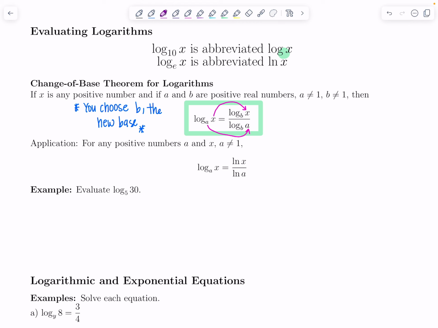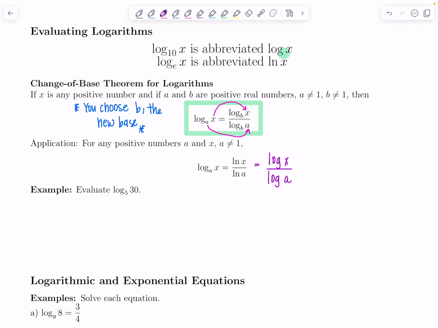Alternatively, we could have written this with the common log base 10. We could have written it as log of x over log of a. Okay, it's equal to the same quantity. So let's practice. Evaluate log base 5 of 30.